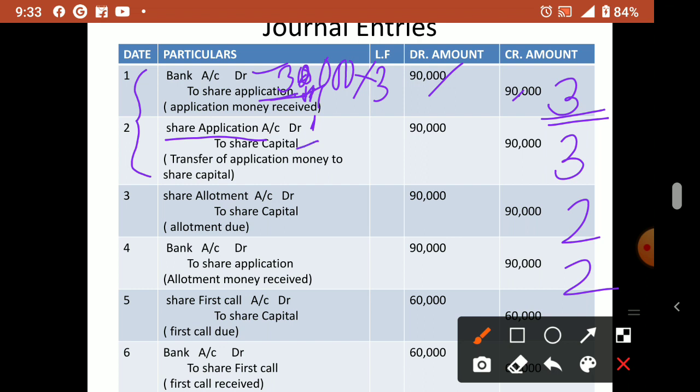Then what will be credited? Share capital. This share application money now received, we are transferring it into the share capital account. Okay, 90,000, 90,000. Now the second installment, allotment.